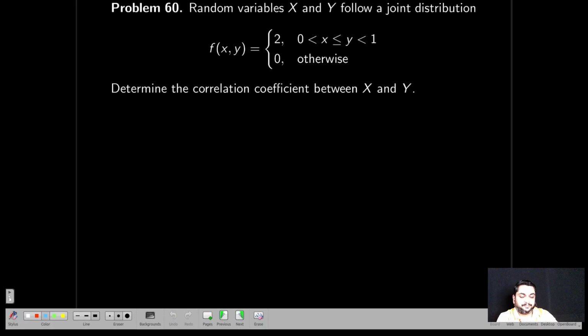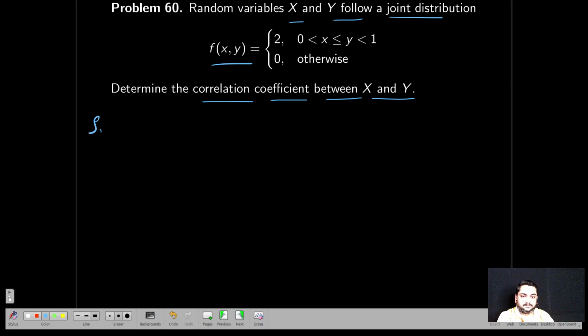That is the answer. Next, we'll come to joint distribution now. Random variables x and y follow a joint distribution. They are given the joint distribution. Determine the correlation coefficient between x and y. So this is a little bit lengthy problem, so I will not go deep into the calculation. Just, what is it that we have to calculate?